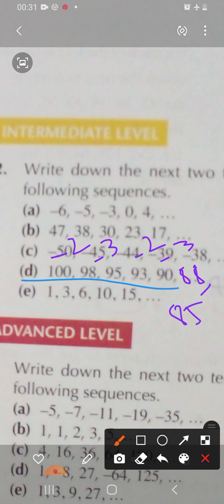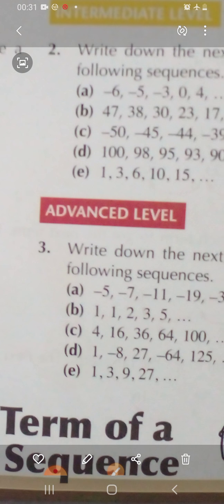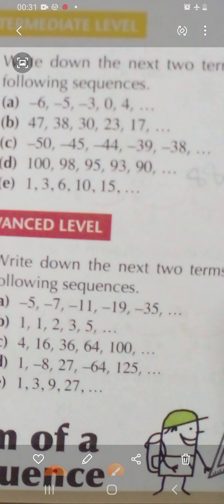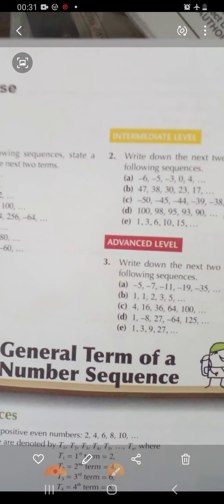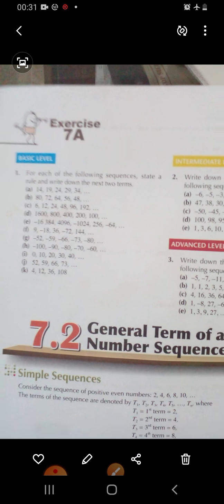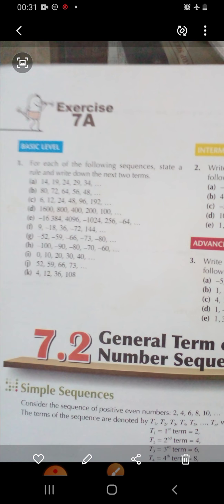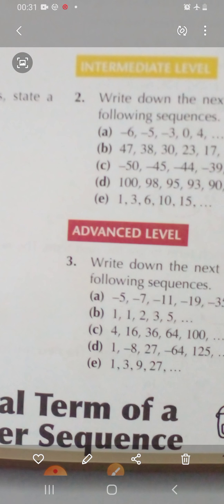So in this sequence, this is happening. In this way, complete this question number 2 and write down the next 2 terms of the following sequence, and try question number 3 as well, and consider it as your assignment to complete exercise 7a, question number 1, question number 2 and question number 3.